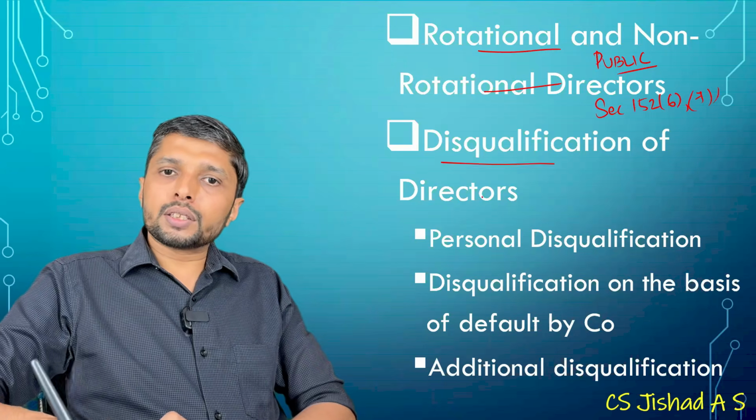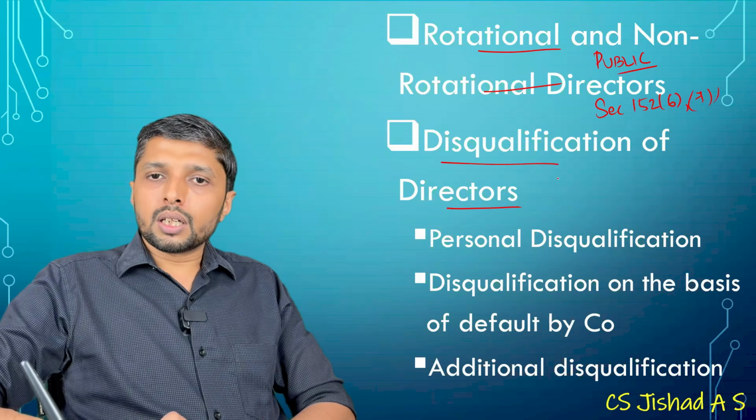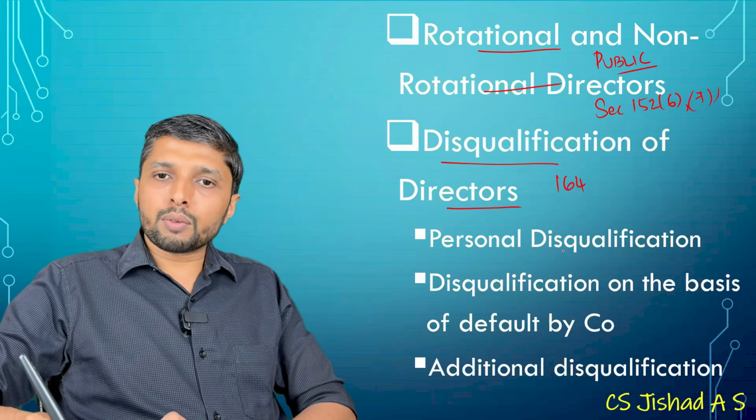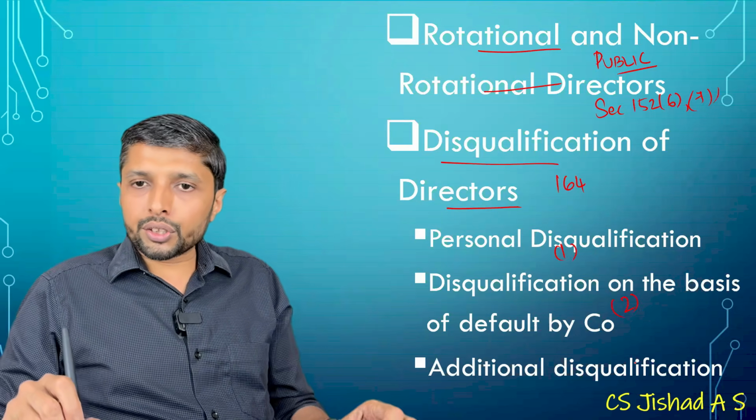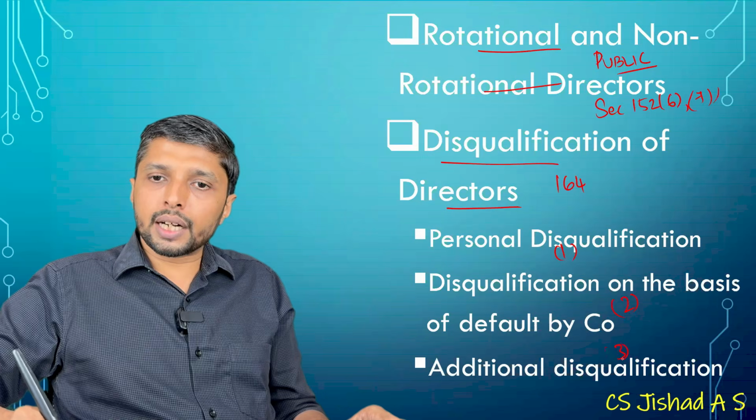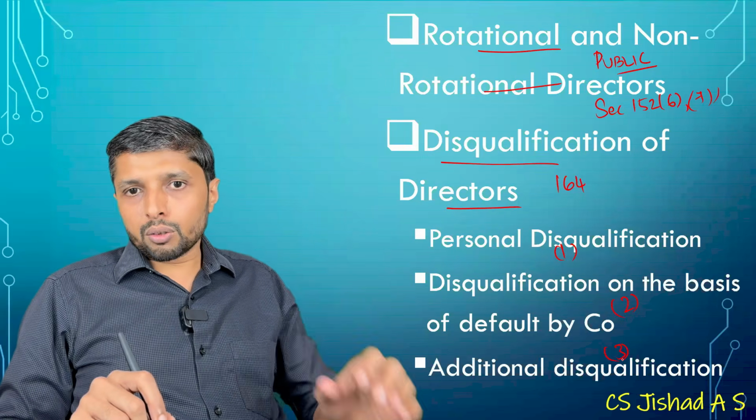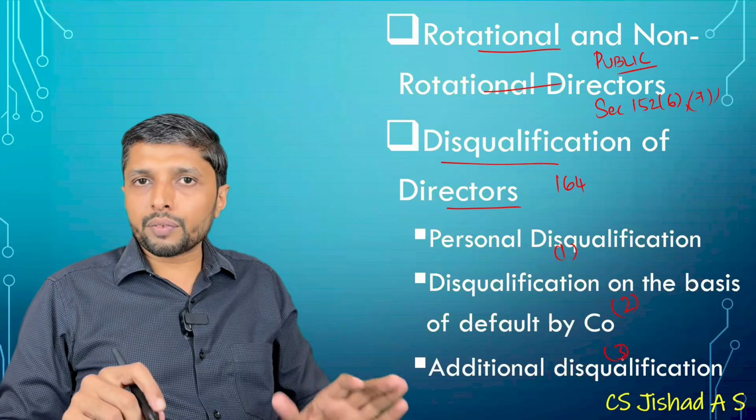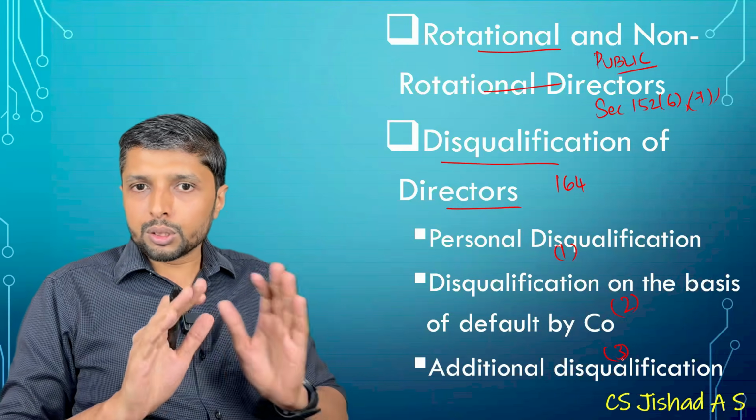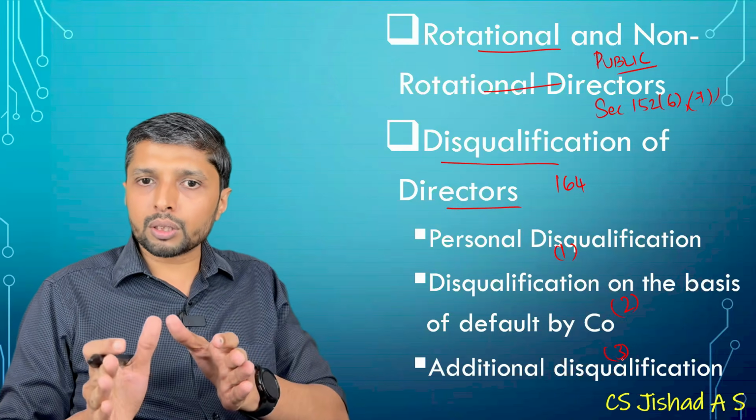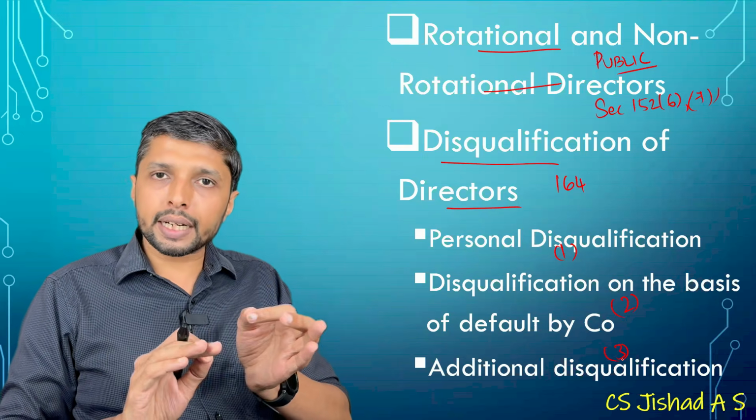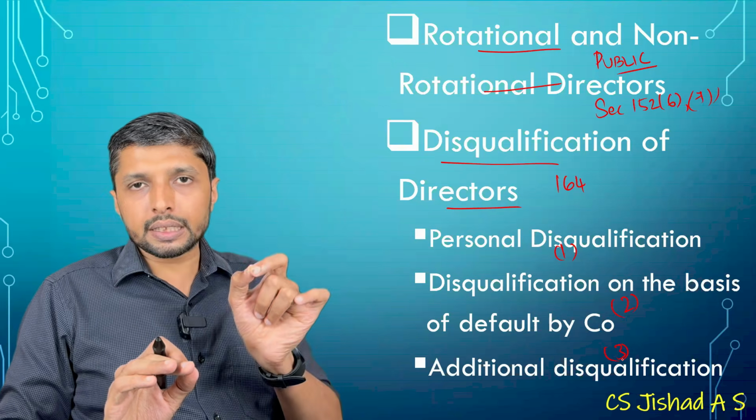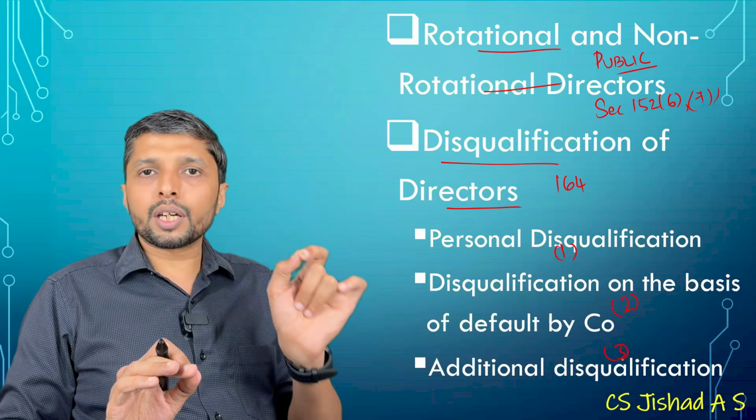Now we can have the discussion on section 164, disqualification of directors. Under 164 subsection 1, there is personal disqualification, disqualification on the basis of default by the company, and then additional disqualification. We know personal disqualification very well, so we'll have a discussion on disqualification on the basis of default by the company. If a person is or has been a director of a company which has committed certain defaults, he will be disqualified for a period of 5 years.